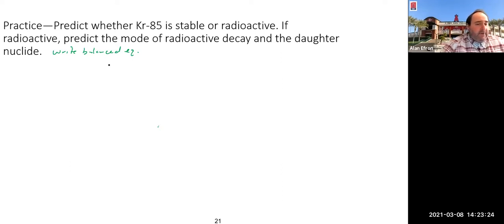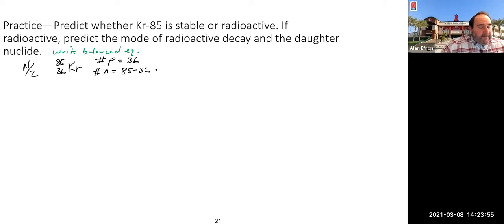Okay, so let's take a look at this one. Same approach here, looking at stability. We want to figure out what the neutron to proton ratio is. Again, 85 being our mass number, we could go to the periodic table and find our atomic number, which is 36. So that 36 tells us we do have 36 protons. Taking our mass number minus our atomic number gives us our number of neutrons of 49.